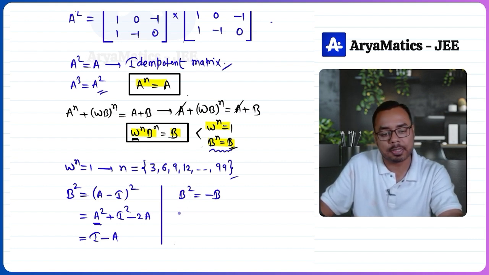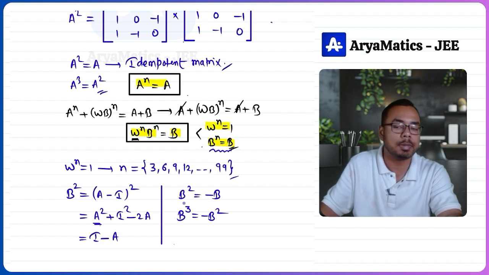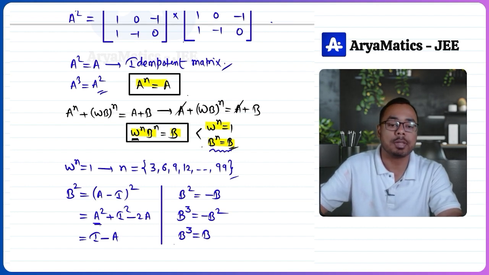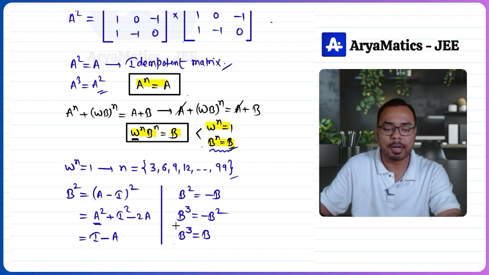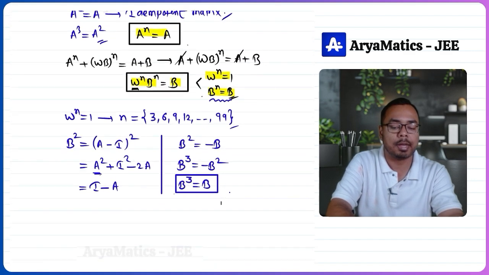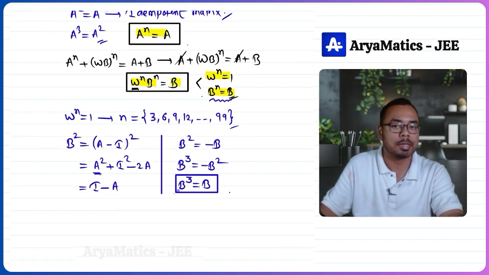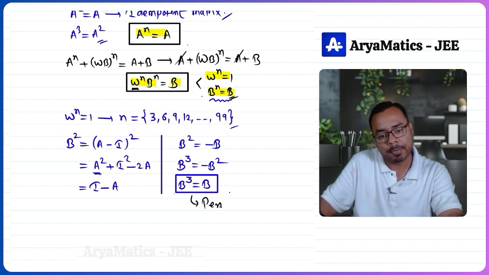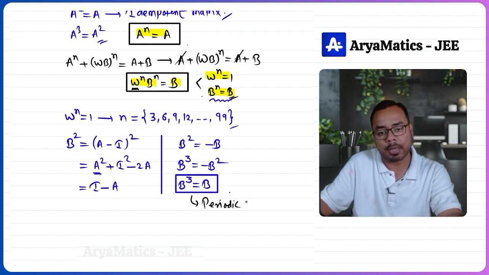So if B square is minus B, just multiply again by matrix B, and then we have B cube equals minus B square. And what is minus B square? Minus B square is the same as matrix B. So that means B raised to 3 will be matrix B. Now, this is another important relation: if B cube is matrix B, then B is a periodic matrix, right? In case of a periodic matrix, A raised to n plus 1 is the same as matrix A. So if B cube is matrix B, this implies that matrix B is a periodic matrix.